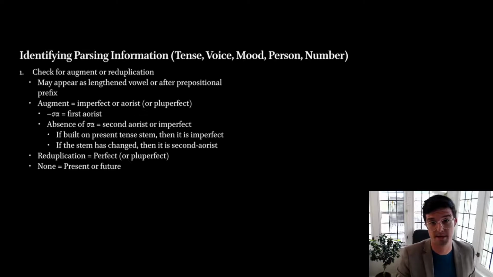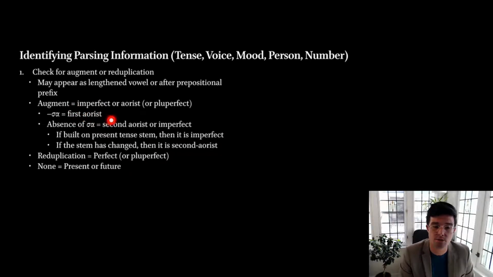It might be a lengthened vowel and it might come after a prepositional prefix. And as I said in the last slide, the augment is going to indicate the imperfect tense or the aorist tense. And then if you have an augment, the next thing to look for is this sigma aorist tense formative. If you have a sigma with an augment, then you know for certain that you have the first aorist, that you have an aorist tense verb.